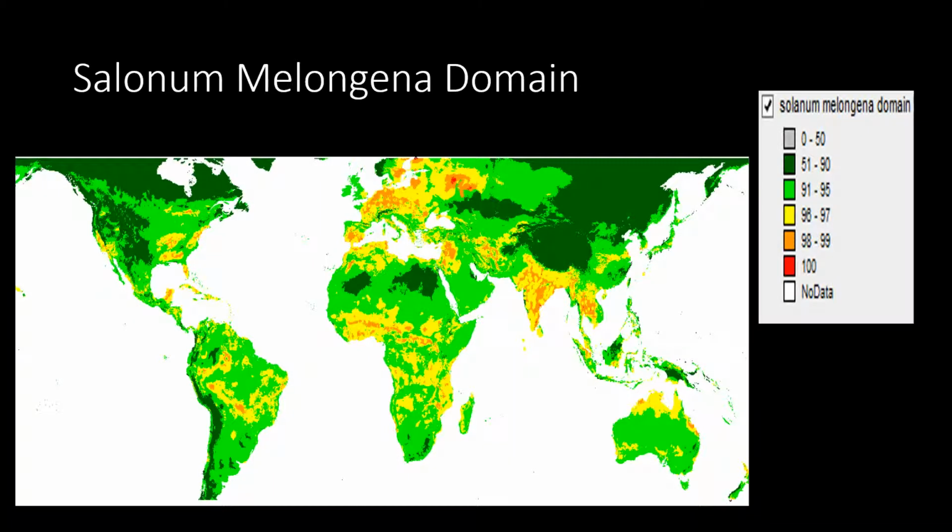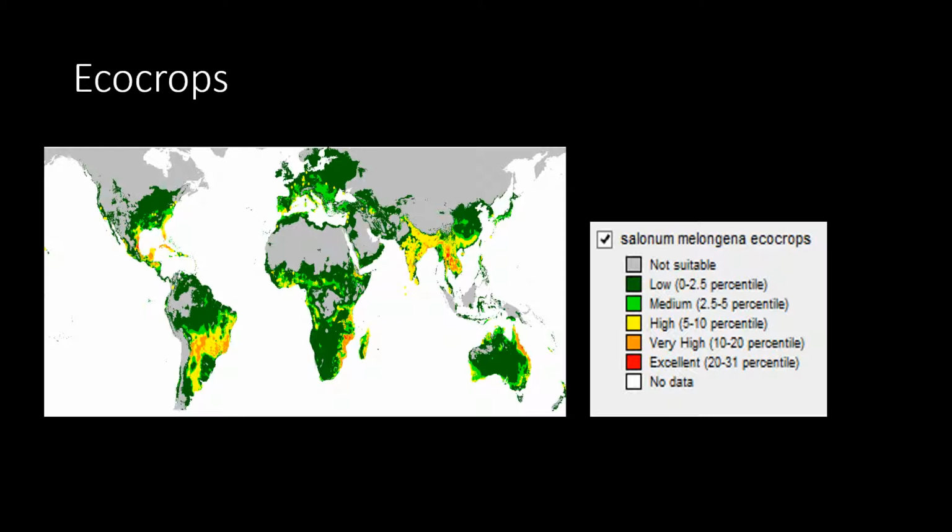Solanum melongena domain. All continents have green, light green, yellow, and orangish shade, but only Asia has the red shade, which Asia is the native continent of eggplants. Eco crops.